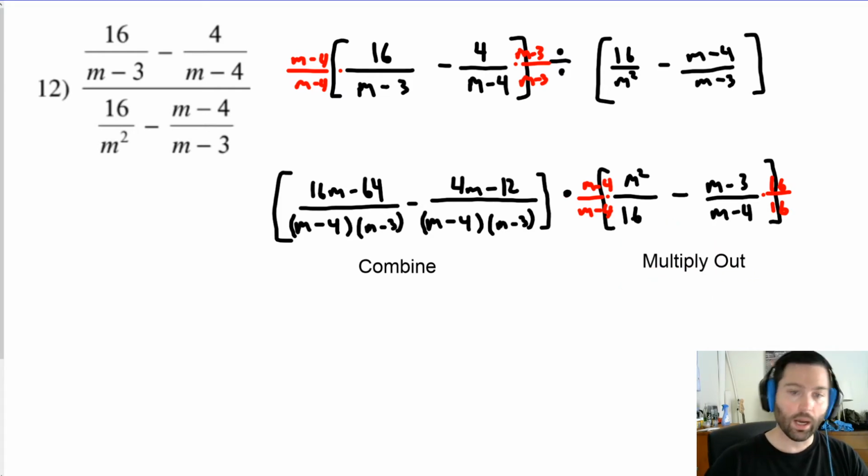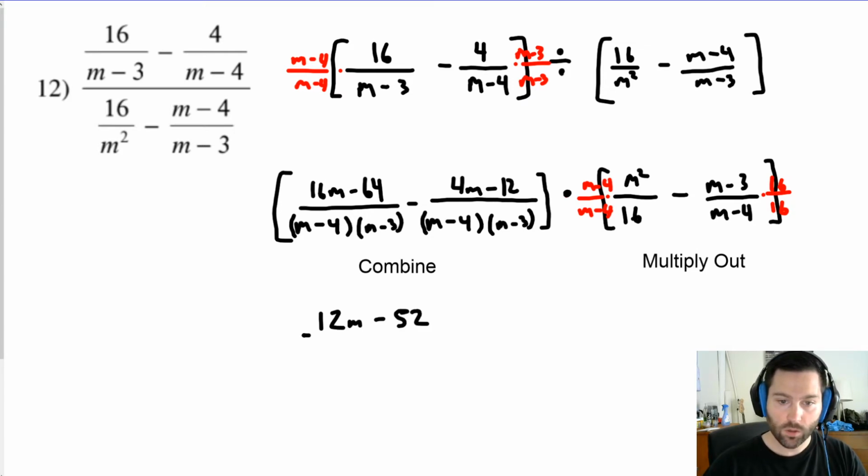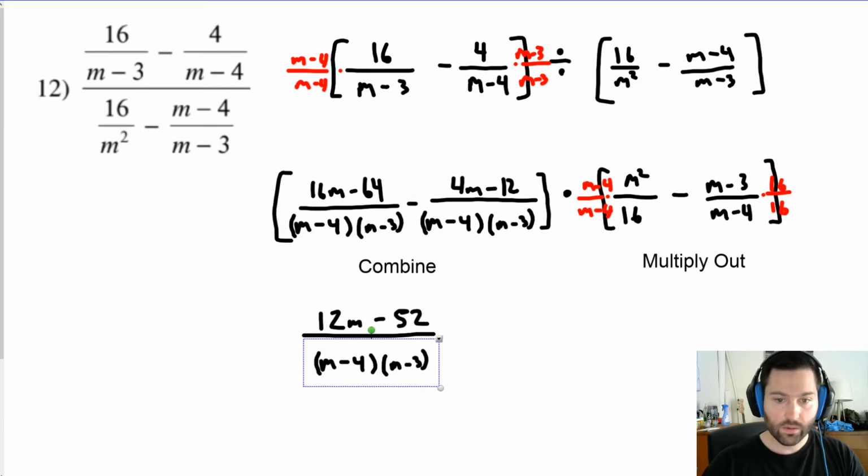So on the left side, 16m take away 4m is 12m. Negative 64 take away negative 12, so it's negative 64 plus 12, which is going to be negative 52, over, and then that's going to be the same denominator. And that rational expression is now completely simplified and combined.